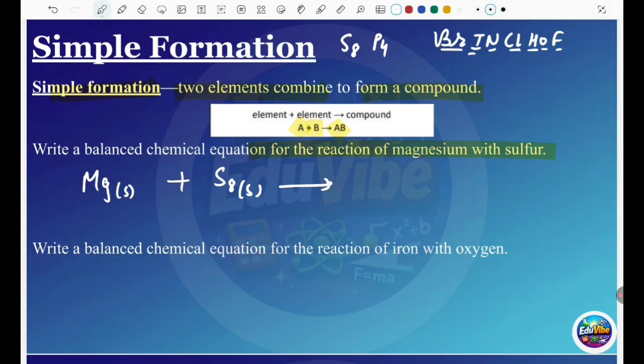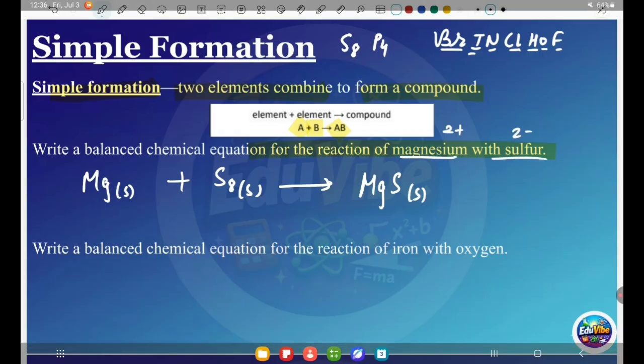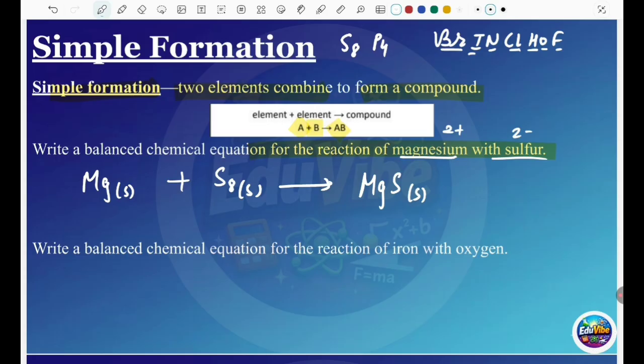So magnesium with sulfur: magnesium has a 2 plus charge and sulfur has a 2 negative charge, so we make MgS, which is also a solid. Magnesium is 2 plus and sulfur is 2 negative, they cancel out and give MgS. Now you have to balance this. Here we have sulfur as S8, so we have to write 8 in front of MgS, and now it is balanced. These are all grade 10 stuff.